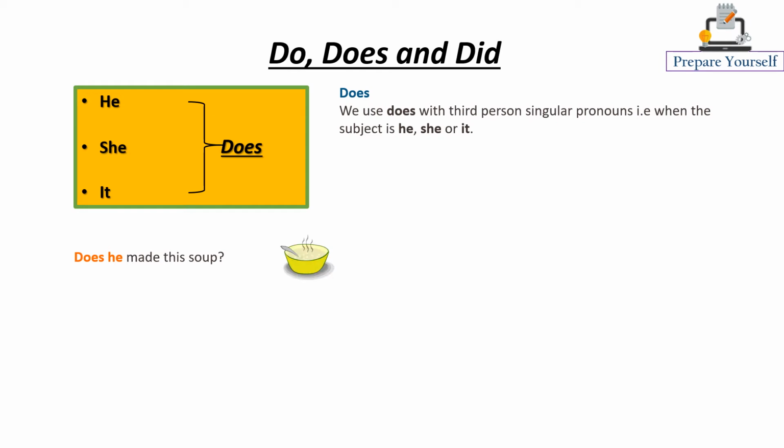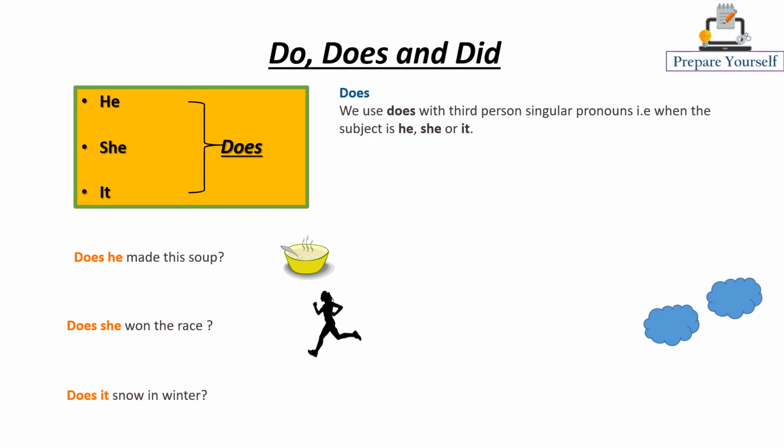Does he make the soup? Does she win the race? Does it snow in winter? So here we have understood how to form questions using does. We use does with he, she or it.